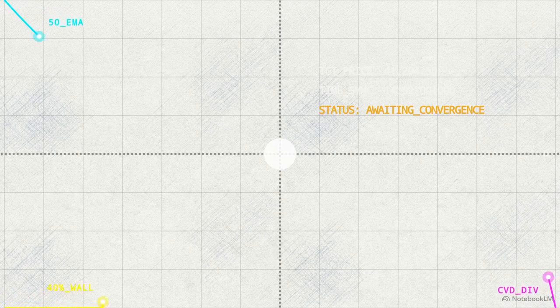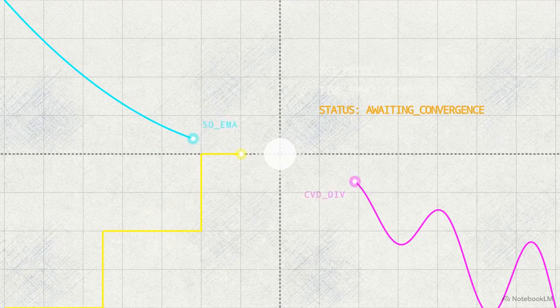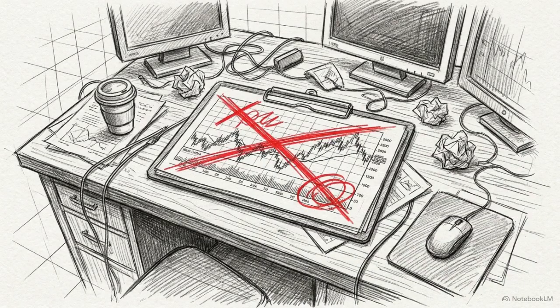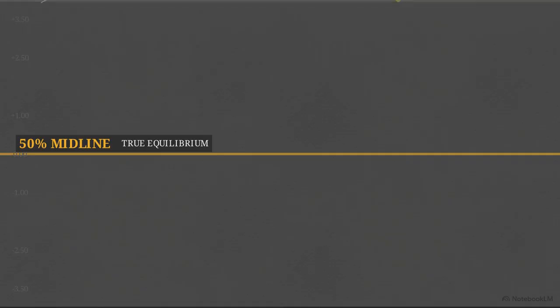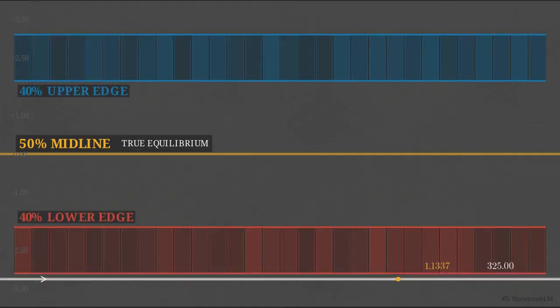A nuclear junction is an algorithmic convergence. It is a highly specific price coordinate where multiple independent mathematical models are forced to execute at the exact same millisecond. Identifying these zones means abandoning subjective chart art. You have to measure the objective, variance-based physics that dictate exactly where large funds deploy their capital.